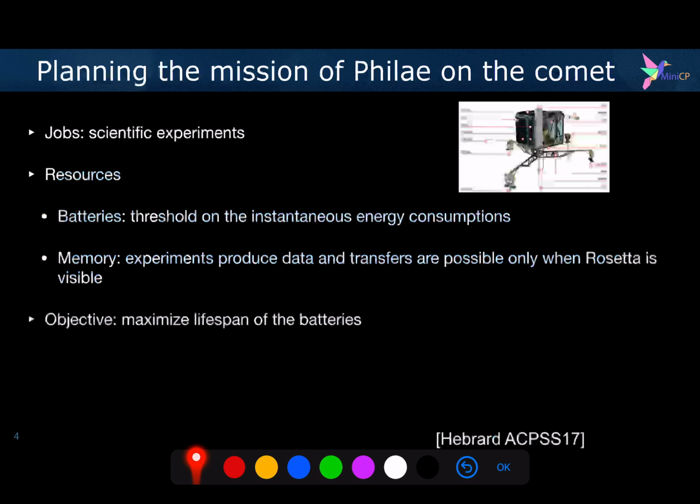In planning problems, you also have scheduling problems, like if you remember the Philae one, which was the robot that was in charge of conducting experiments on a comet. The resources were the batteries. You have a limited threshold on the instantaneous energy consumption. You also have resources on the memory, because the file transfers are only possible when Rosetta is visible from the Earth. And the objective is maybe to maximize the lifespan of the batteries.